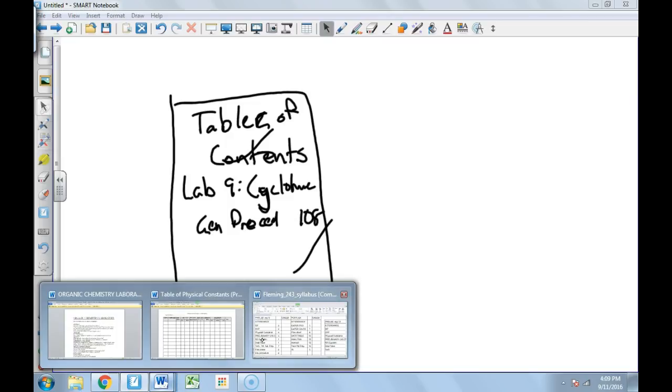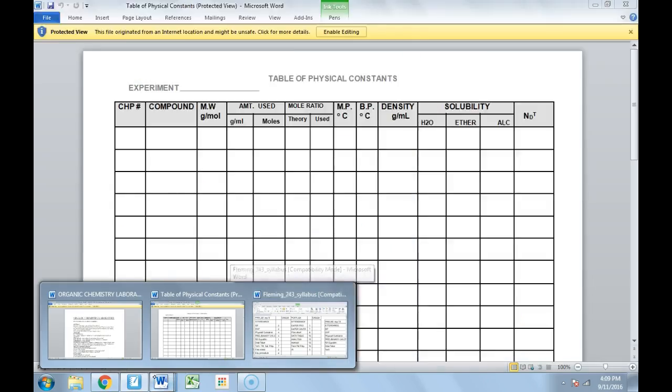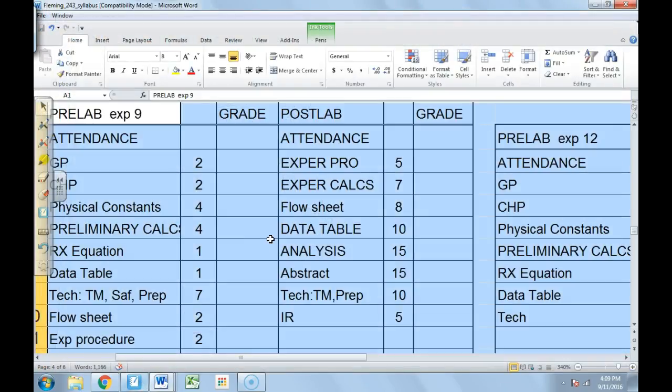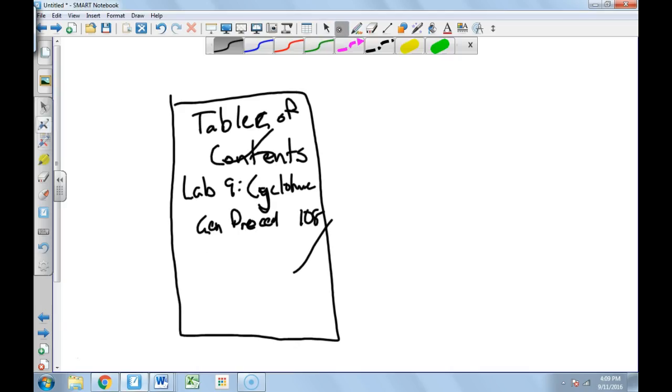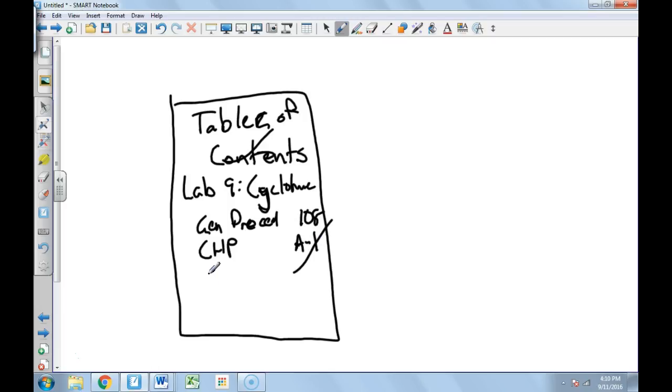And then what's the next thing? Let's see, physical constants, right? The CHP goes at the end of the book, so I guess we can put that there. We can go CHP, and that's going to be part of the appendix, and we're going to number that A1. Then we're going to go physical constants, and we're going to say that starts on page 110. Okay, and you're going to go through and give me a detailed table of contents so I can find those sections very straightforwardly.